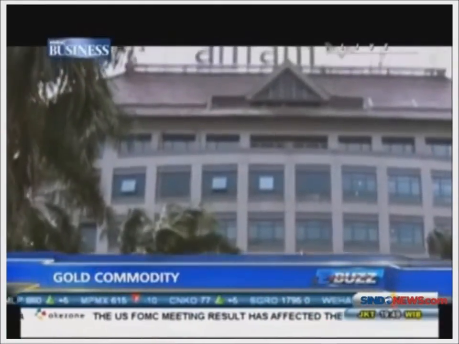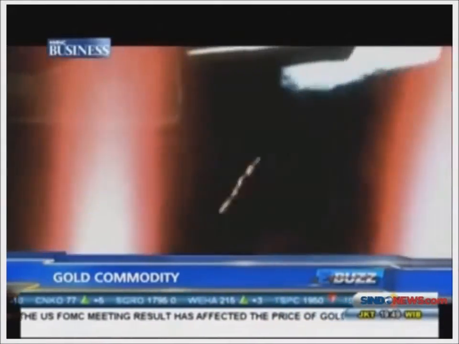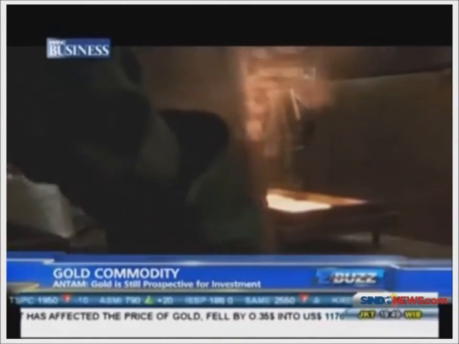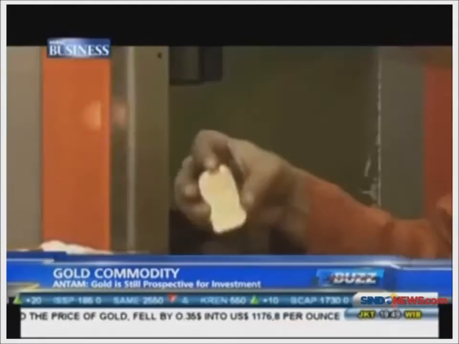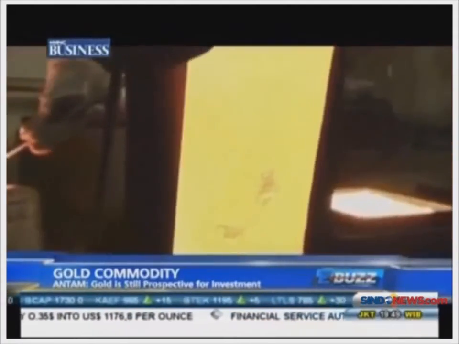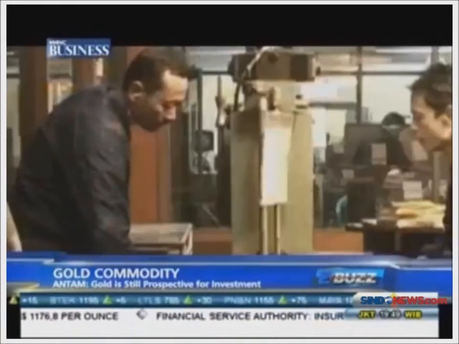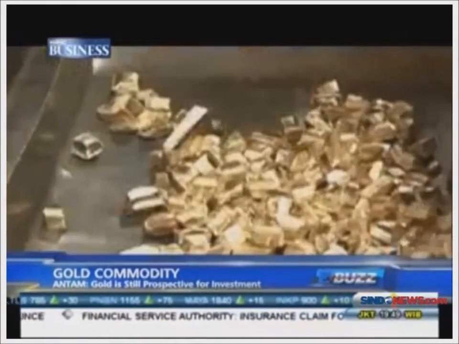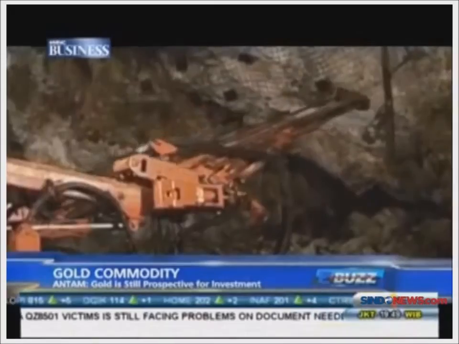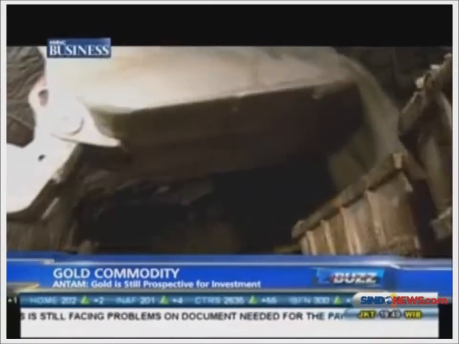PT Aneka Tambang, or Antam, through its business unit, reported that the company's gold product of 10 to 100 grams is still prospective as an investment instrument. The company even stated that approaching Ramadan and Idul Fitri, gold sales would usually increase by 2 times its usual sales. General Manager of Antam's Business Unit for Precious Metals, Dodi Martimbang, explained that from the total gold production capacity of 80 tons, 40% of it was purchased by society for investment purposes.